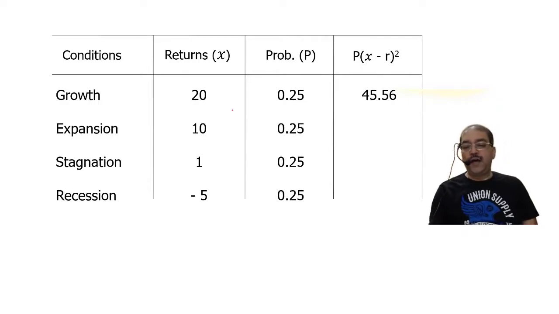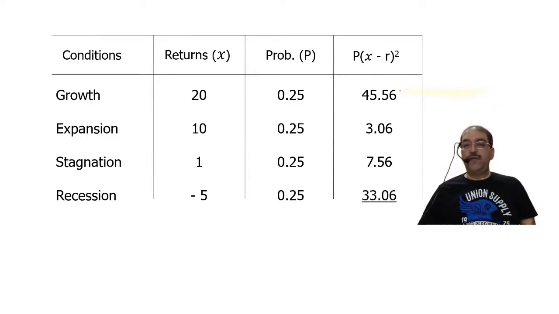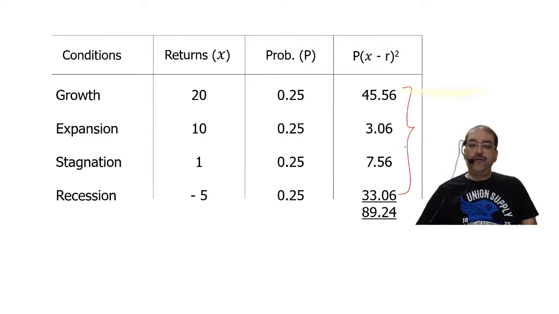So X minus R, whatever is the value, square that value, multiply by the probability, you get 45.56. 10 minus that value, square it into 0.25. 1 minus that value, square it, multiplied by 0.25. Minus 5 minus that value, square it, multiplied by 0.25. You will get all these values. Summation of all of this is 89.24.